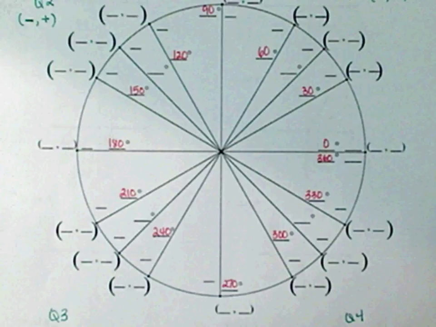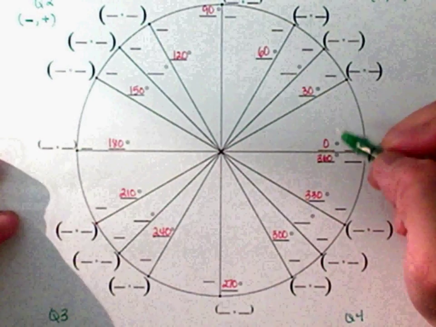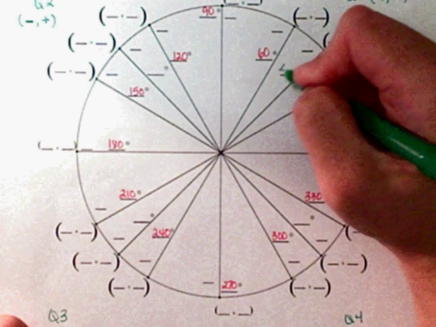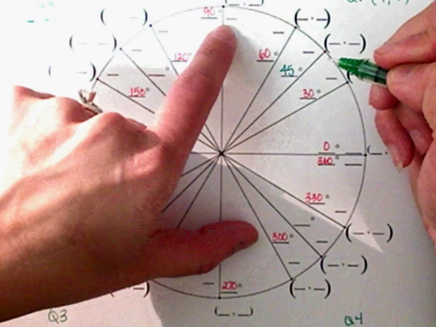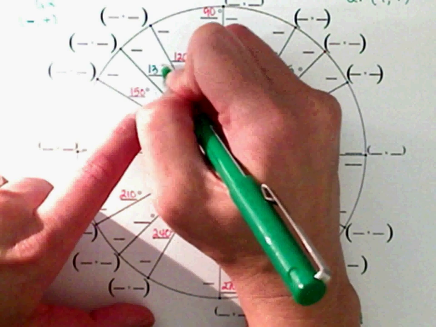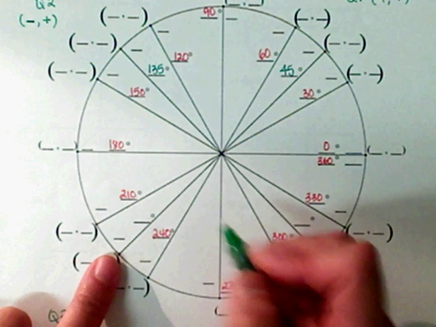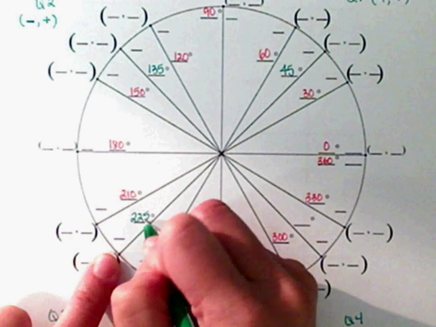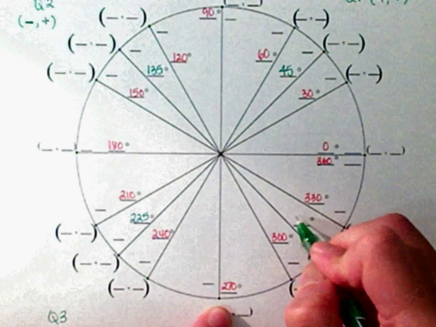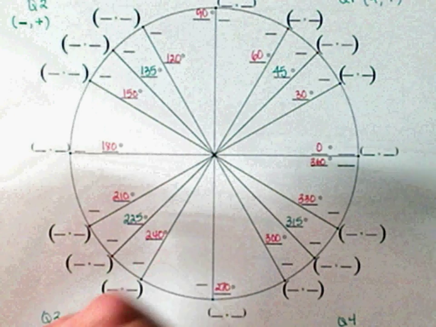Now, let's do the other parts that we haven't done, and we're going to make those into the 45 degree triangle. So you start off at 0. Halfway between 0 and 90 is 45. Plus 45 is 90. Plus 45 is 135. Plus 45 is 180. Plus 45 is 225. Plus 45 is 270. Plus 45 is 315. Plus 45, and you're back at 360. And there you have your degrees.